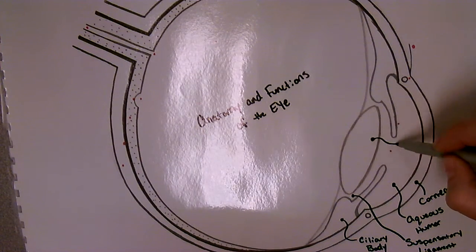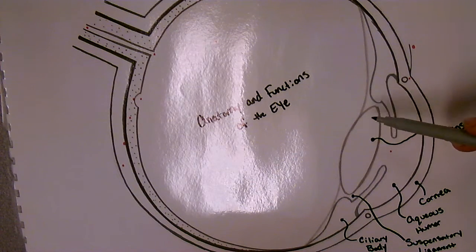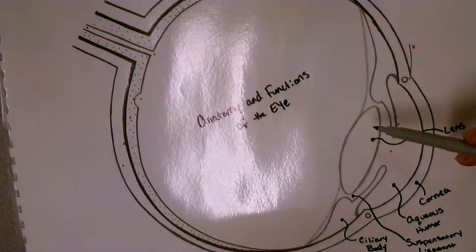Here we have the lens. The lens is the transparent structure in the eye that focuses the light by changing its curvature. It provides secondary refraction after the cornea. It's located behind the iris. Often as we age, the lens can become yellow or sort of foggy, and that would be cataracts.